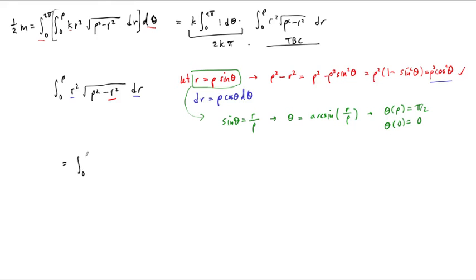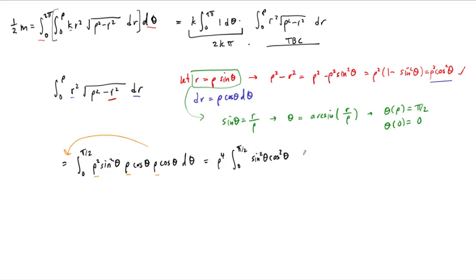It becomes integral from 0 to pi over 2 of r squared, that's going to be rho squared. I'm just going to go in order here. Rho squared sine squared theta times square root of all this, so that's going to be rho times cosine of theta, times dr, which is another rho cosine of theta d theta. And we group all this together. We take all these rho's out because rho is constant, and obviously we have to square this and do some trig formulas here, but this becomes rho to the fourth integral 0 to pi over 2. This whole thing becomes sine squared theta cosine squared theta d theta.